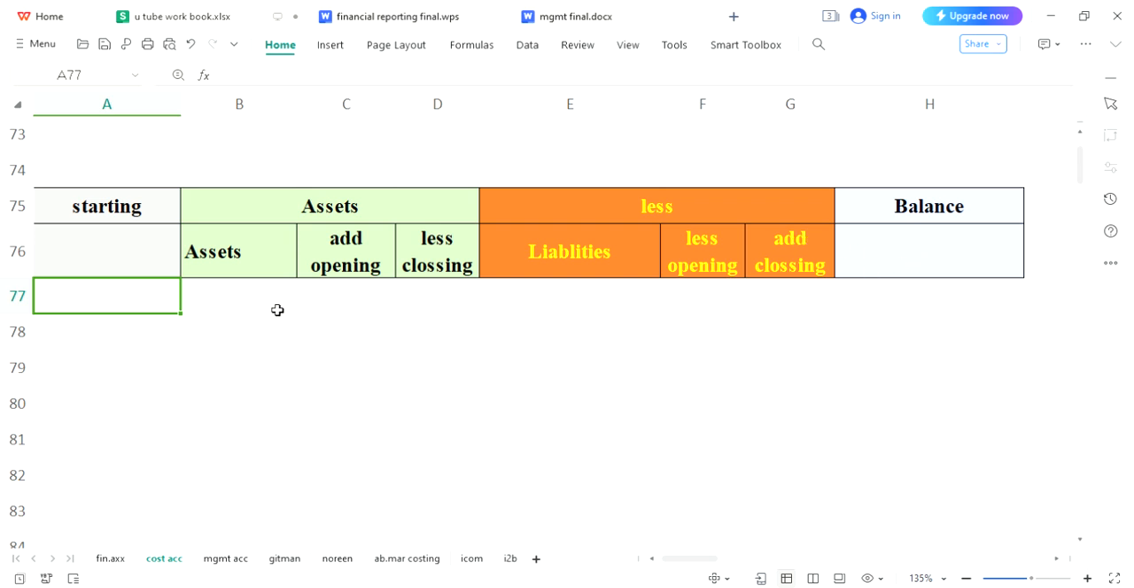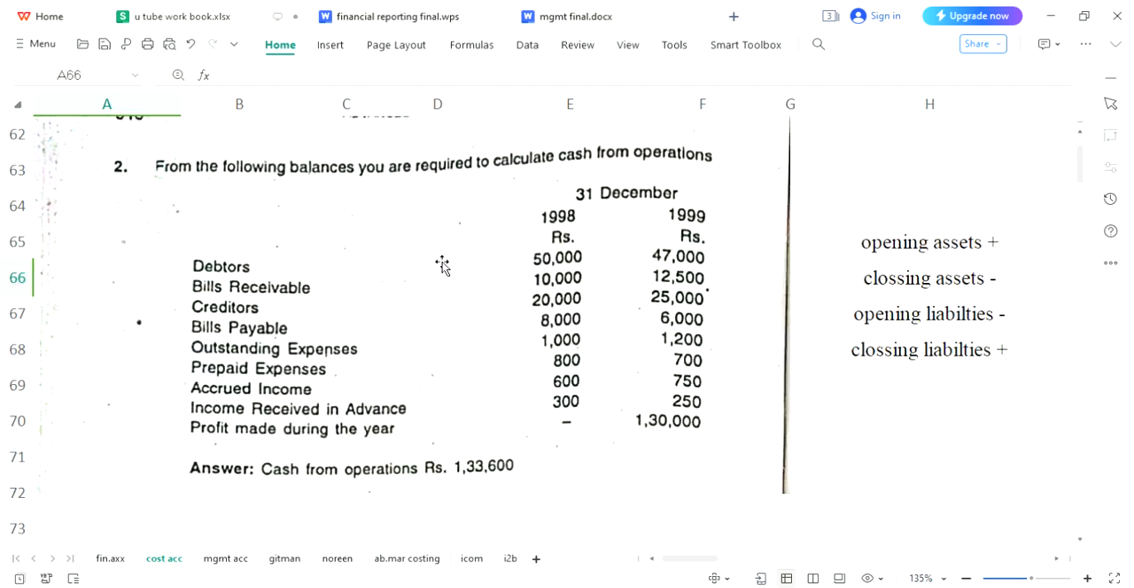In question number 1, there was only one asset, debtors, opening and closing. But now we have plenty of assets opening and plenty of assets closing. Beside this, please read out the profit made during the year. Since cash in hand is not available over here, our starting amount is 1,30,000. Profit means the amount which you have already earned.